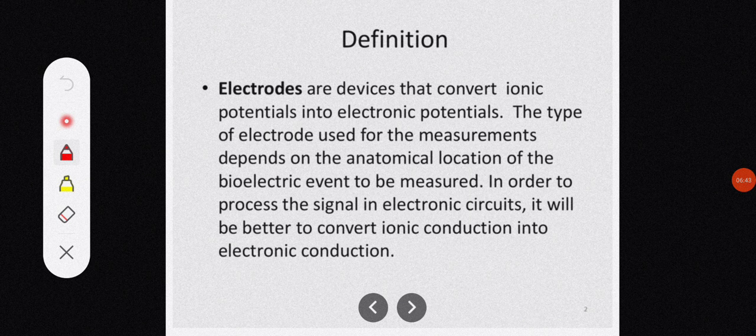So I think it is clear to you why we need electrodes: so that we can pick up the bioelectric potential signals and convert them into electronic or electrical form, and then after amplification or processing we can put them into display or recording.